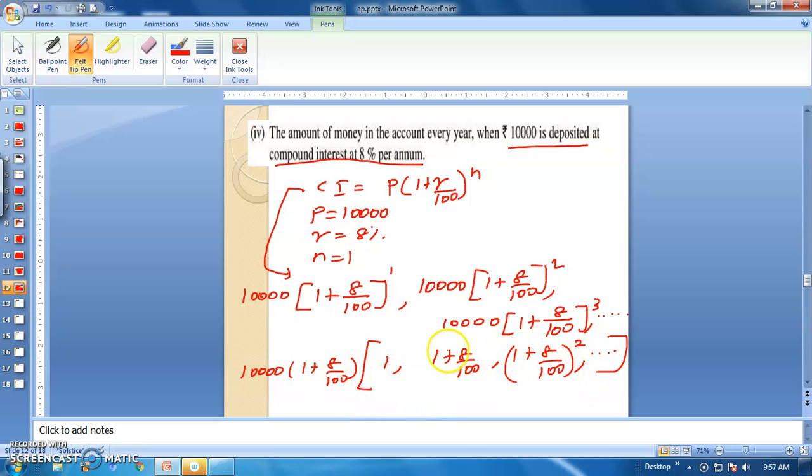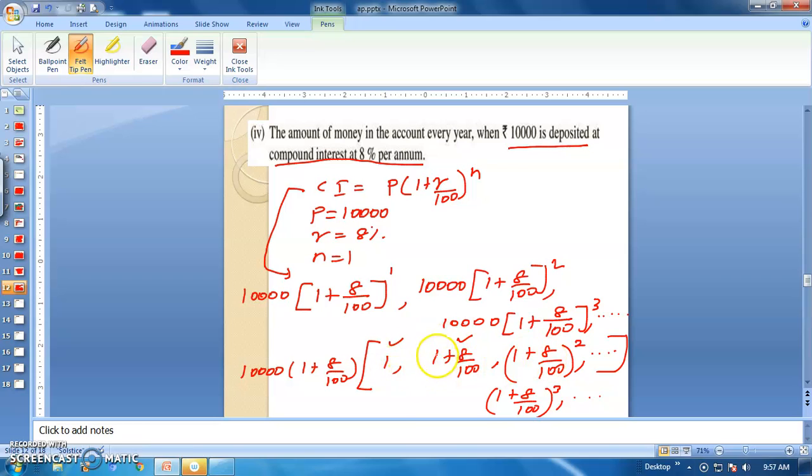Or can we say the first term is 1, the second term is 1 plus 8 by 100, and the third term is 1 plus 8 by 100 whole square. What will be the fourth term? 1 plus 8 by 100 whole to the power 3. Okay, it keeps going on, right?